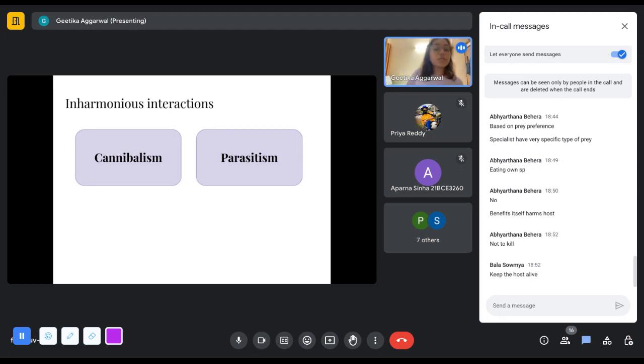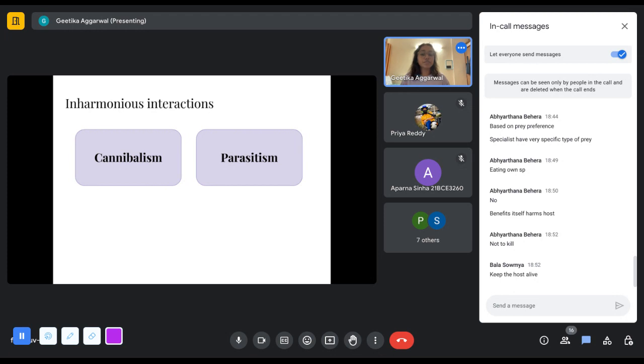But the scenario where the parasite can actually lead to the death of the host is if there is a rapid transmission of the parasite from one host to the next. If it can move on to different hosts, that is when it is okay for the parasite to let the host die. Okay. And are you aware of the term parasitoid?